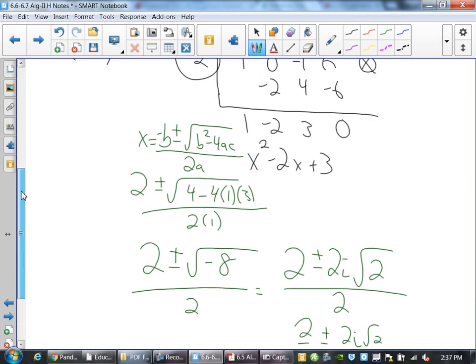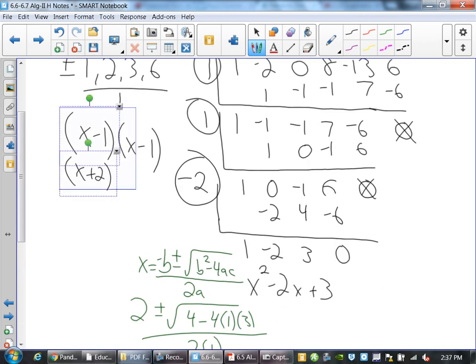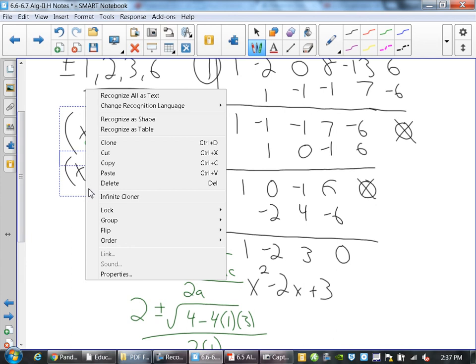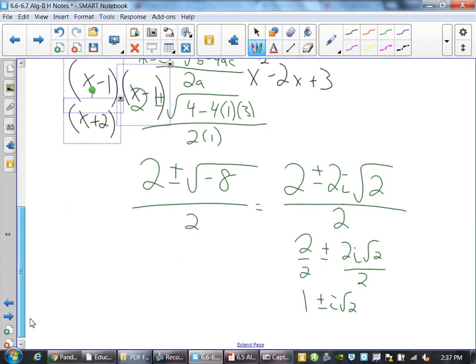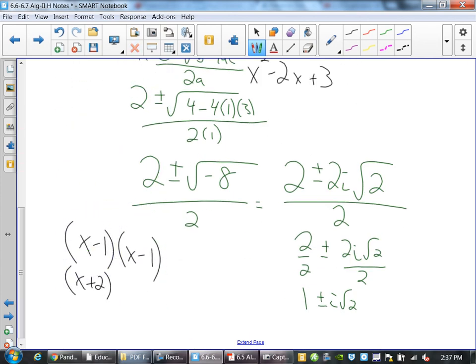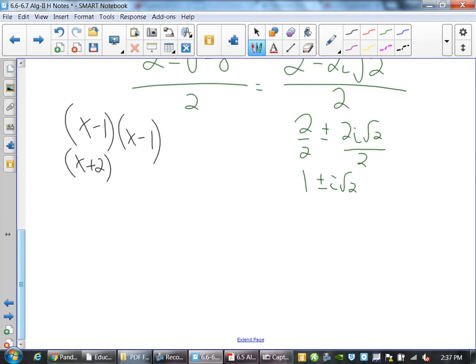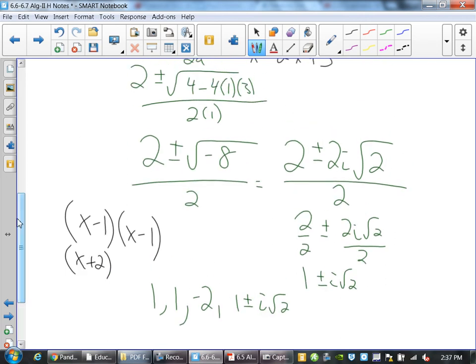Our other zeros were way up here. They came from those. So your final list was 1, 1, negative 2, and 1 plus or minus i root 2. Yes, sir? Can you go back a step? I don't know where you got the 2i root 2. Square root of negative 8. Square root of 8 is 2 root 2. Square root of negative 8 then becomes 2i root 2.